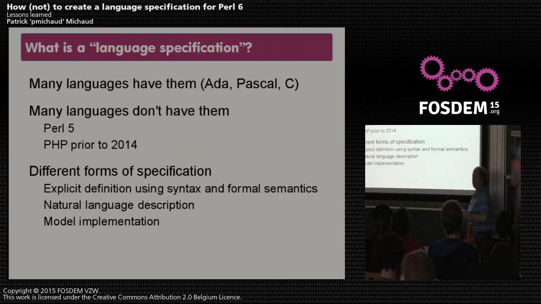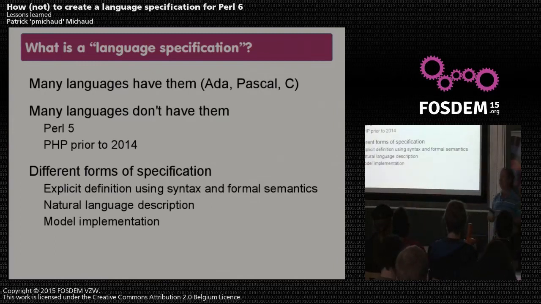Whereas if you go and say, what is the language specification for C? Anybody know? Well, there's C89 is one. There's C99. There's C11. There's K&R. There's a whole bunch of them, right?